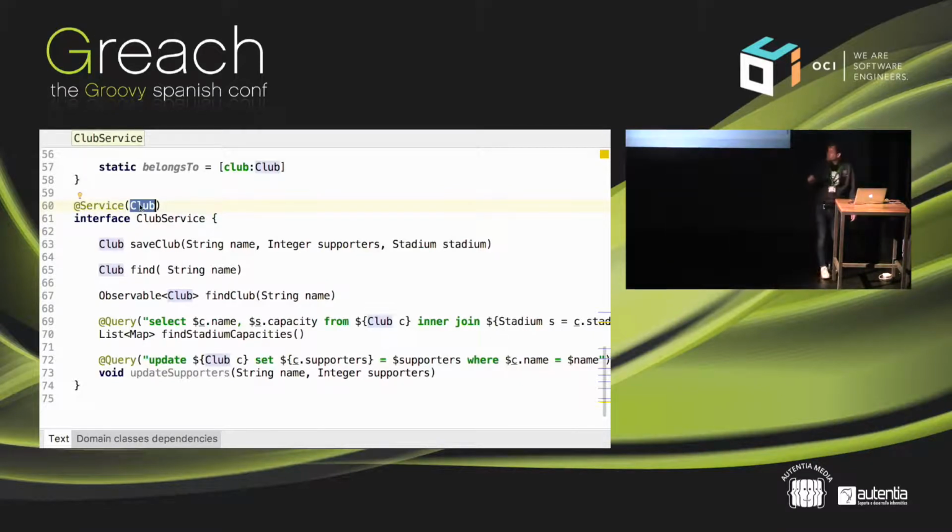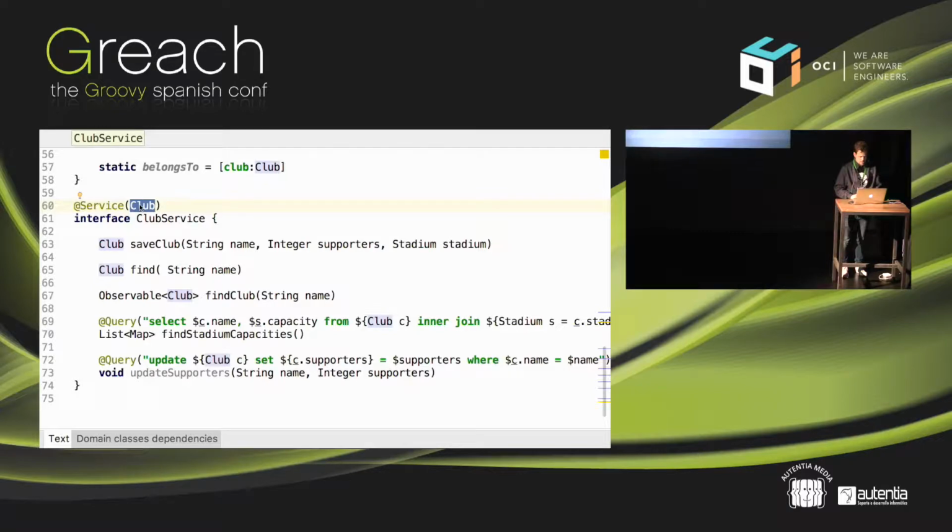What GORM Data Services does for you is it automatically implements this interface for you. Yeah? And it does it at compile time. So there's no runtime proxies. There's no runtime startup cost because it's all done at compile time. And because it's done at compile time, it's really smart.